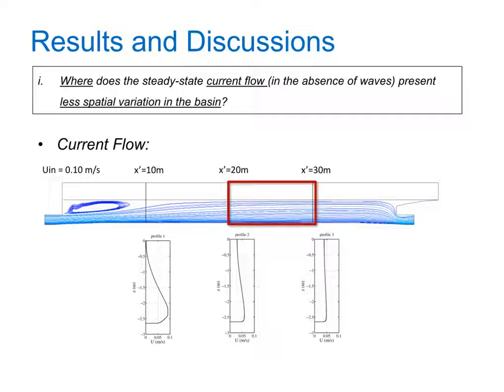Firstly, it is necessary to find the region where the current flow presents less spatial variation. The results show that this condition takes place in the region between 20 and 30 meters from the wavemaker.